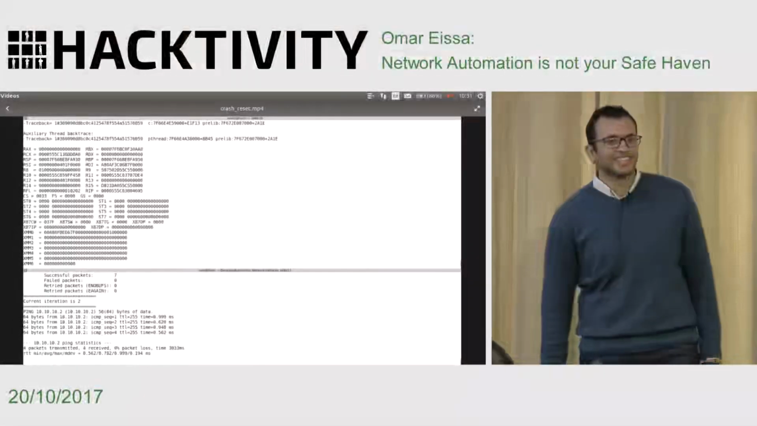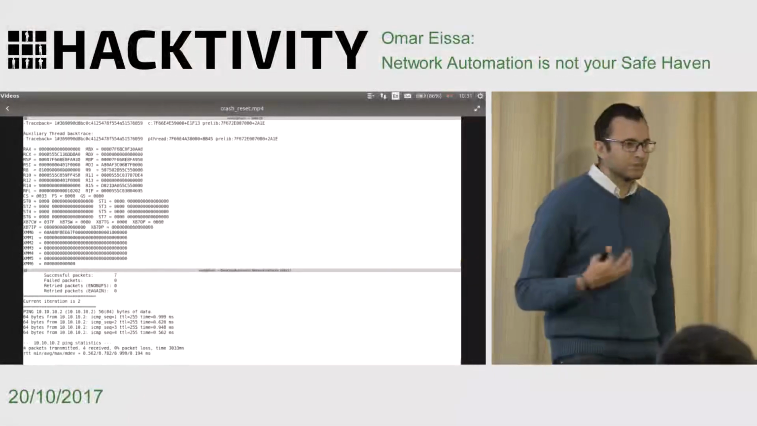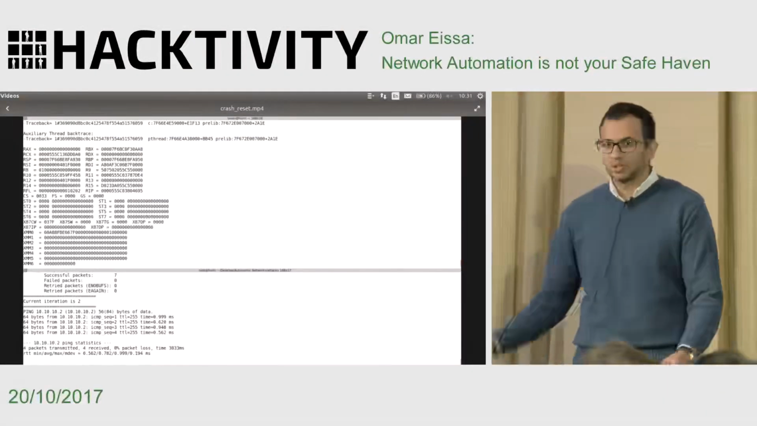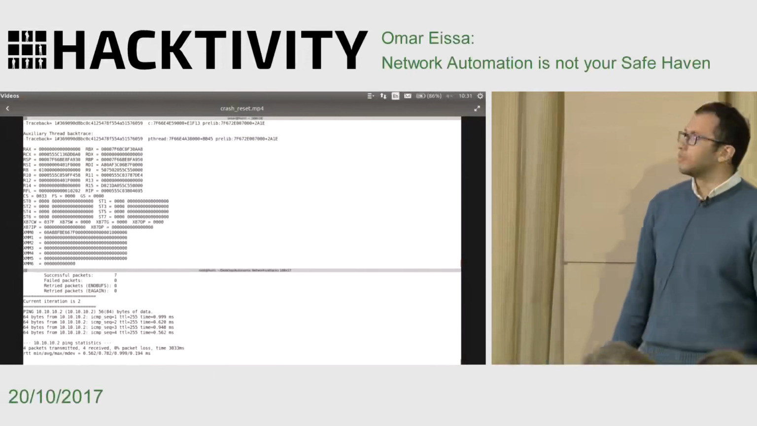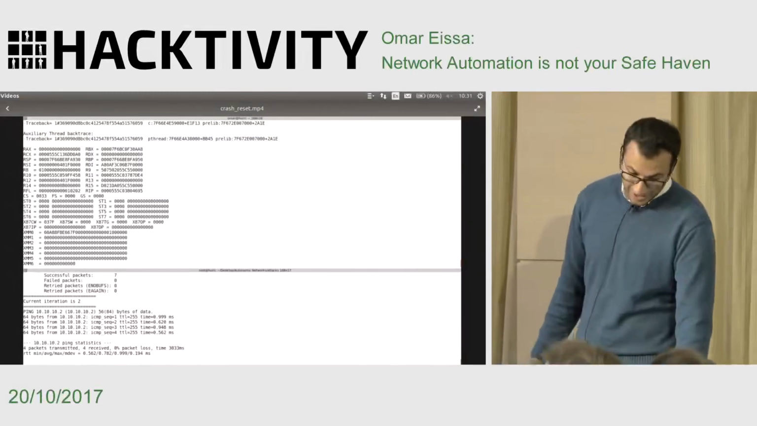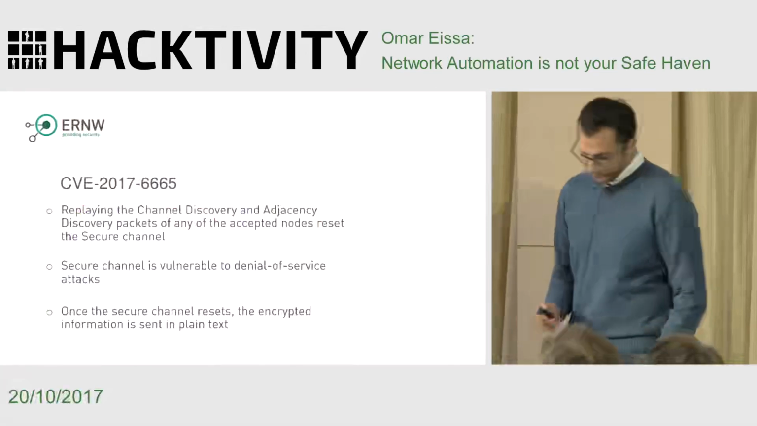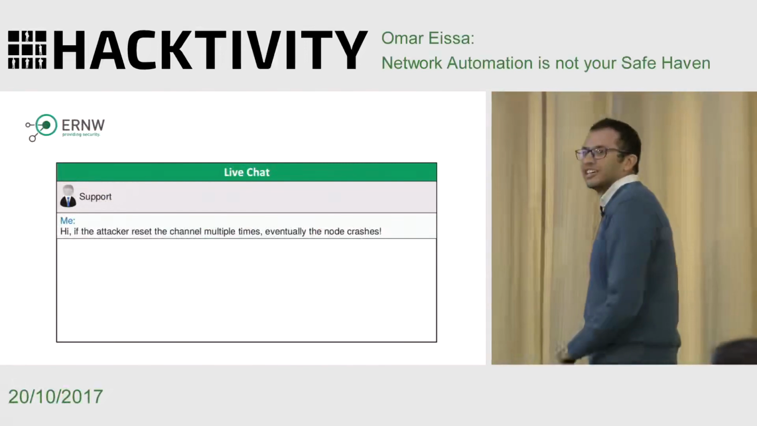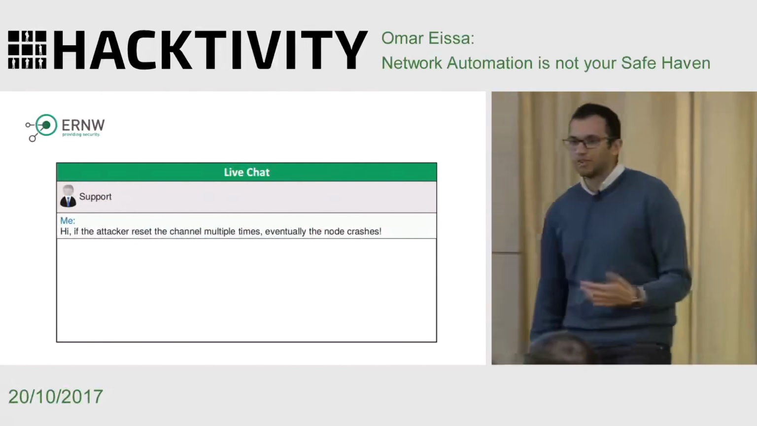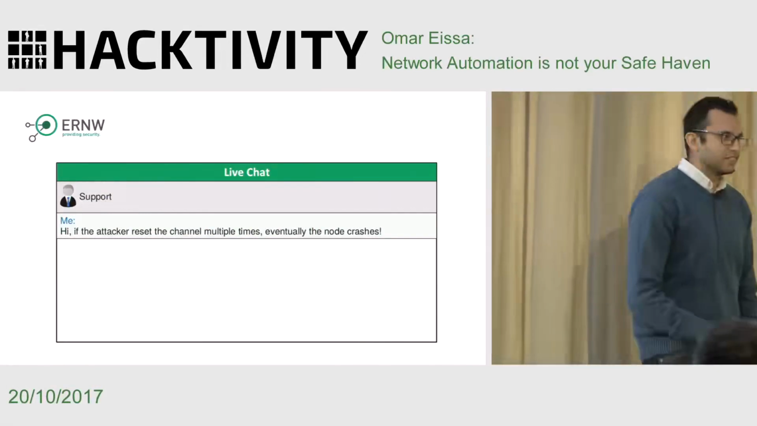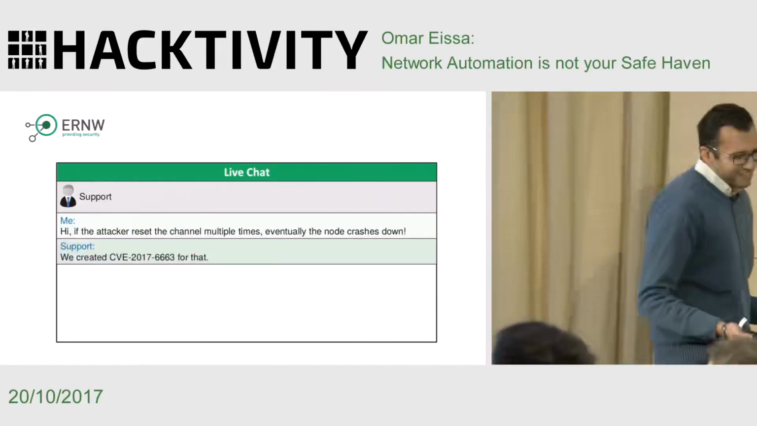This is what happens. If you keep resetting the channel multiple times, this attack can take quite some time, around 15 to 20 minutes just to do it. But devices crash in the end. I'm back to the life support command. So if the attacker kept resetting the channel multiple times, eventually the device will crash. And for this, we have another CVE.